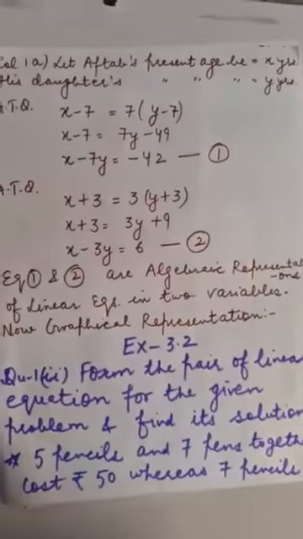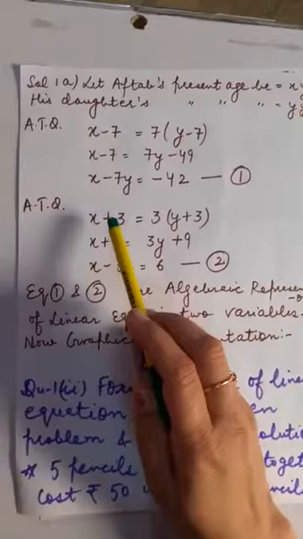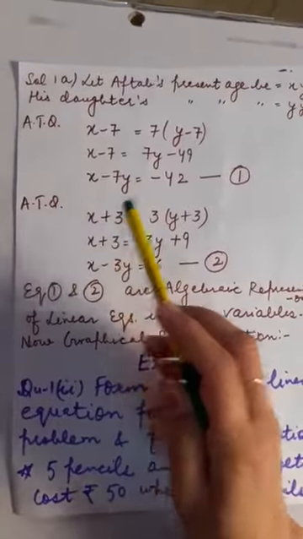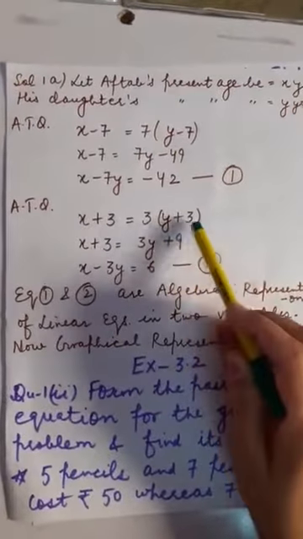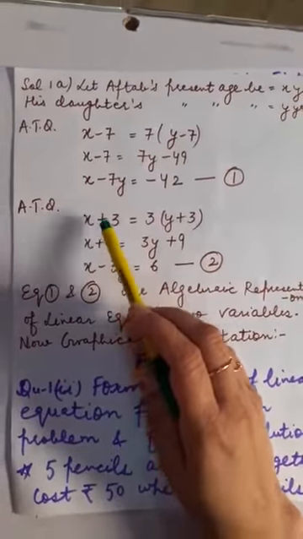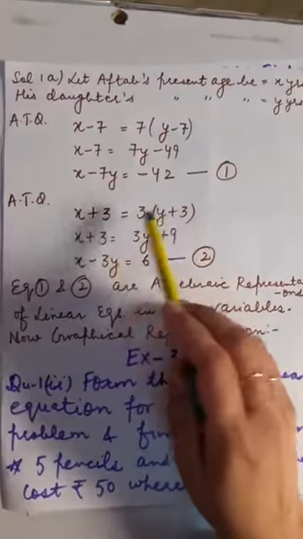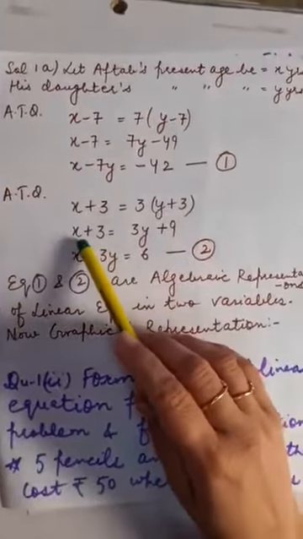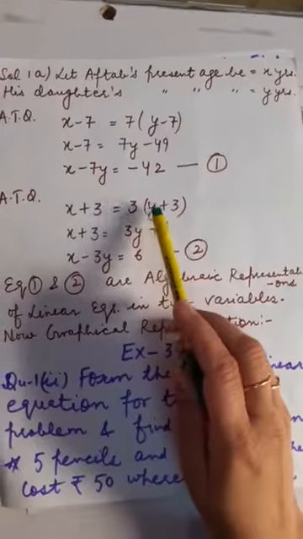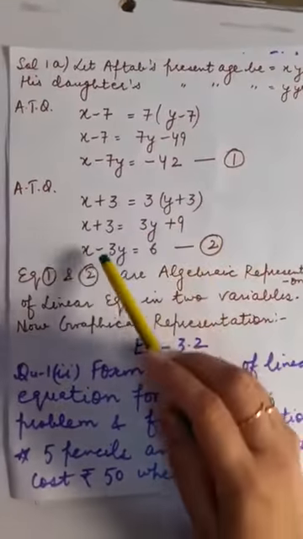Now, what is there in the question? Aftab is saying that his age 3 years later will be thrice his daughter's age. So I am going to thrice his daughter's age so that both the ages will be equal. So x plus 3 is equal to 3 multiplied by y plus 3, that is 3y plus 3 threes are 9.